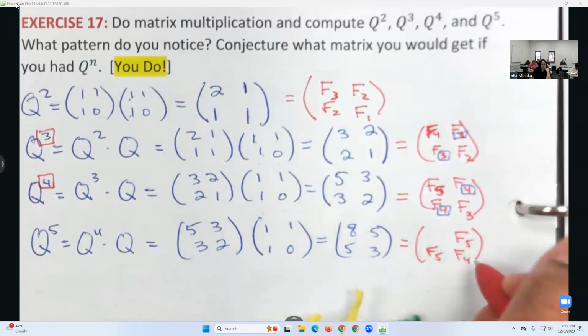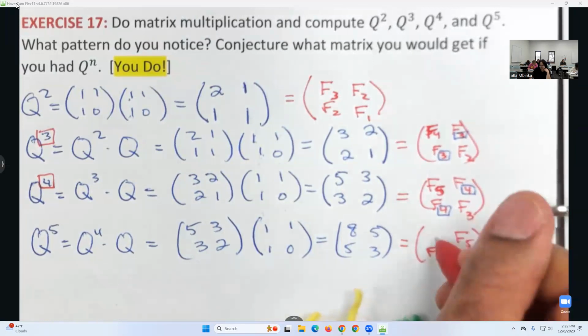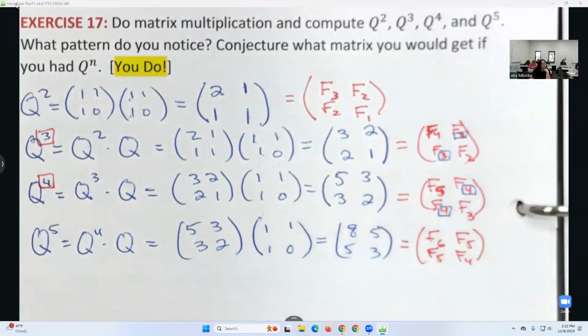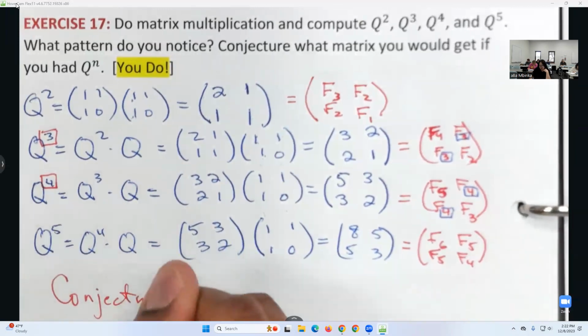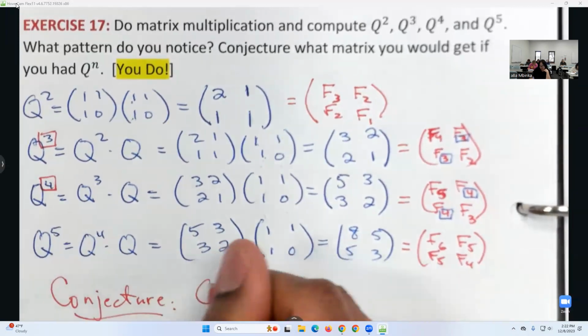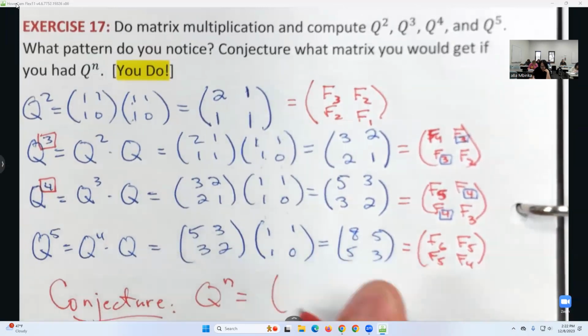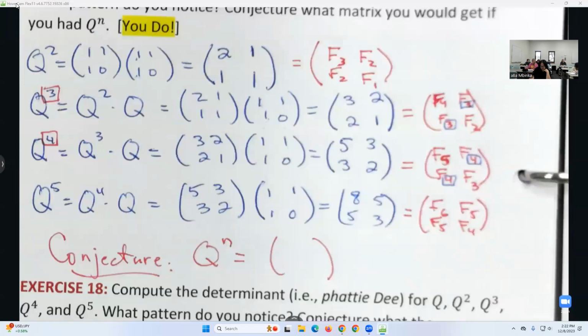So we have F4s in the bottom, F5s in the anti-diagonal, and F6 up top. So we need a conjecture, because that's what we're all about. Q to the nth power is a 2 by 2 matrix, and what are the entries?